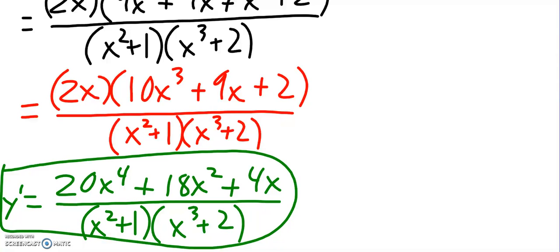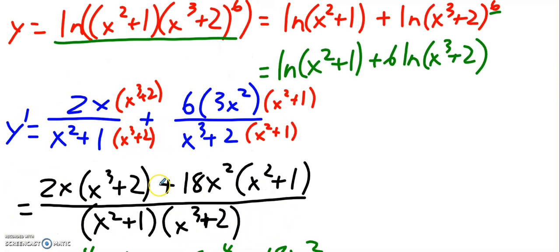So the other method would be using your properties of logs. So here I notice that I am taking the natural log of a product. So I can separate this into two separate logs separated by addition, the natural log of x squared plus 1 plus the natural log of x cubed plus 2 to the sixth. Now I can also use my power property to bring the 6 down in front to simplify this even more.